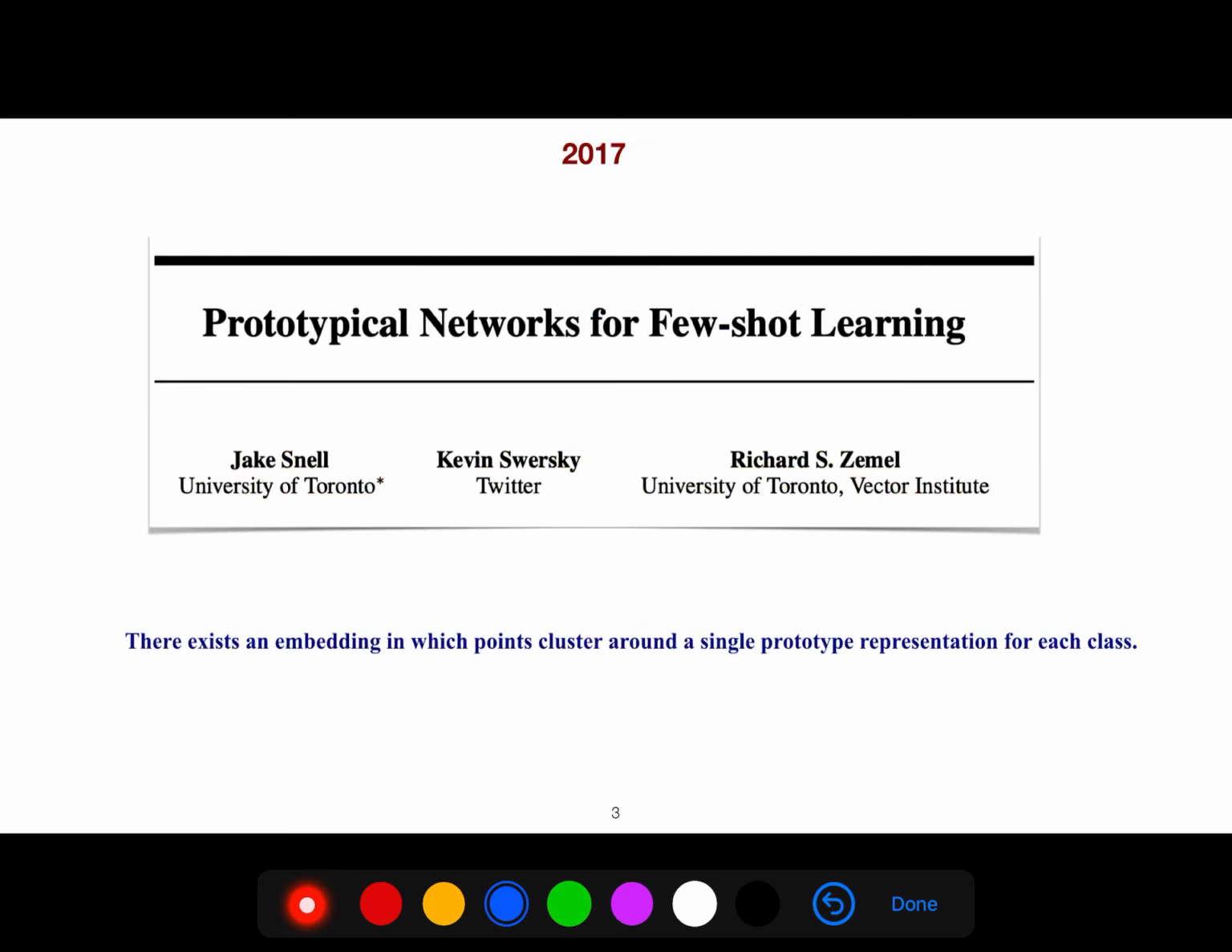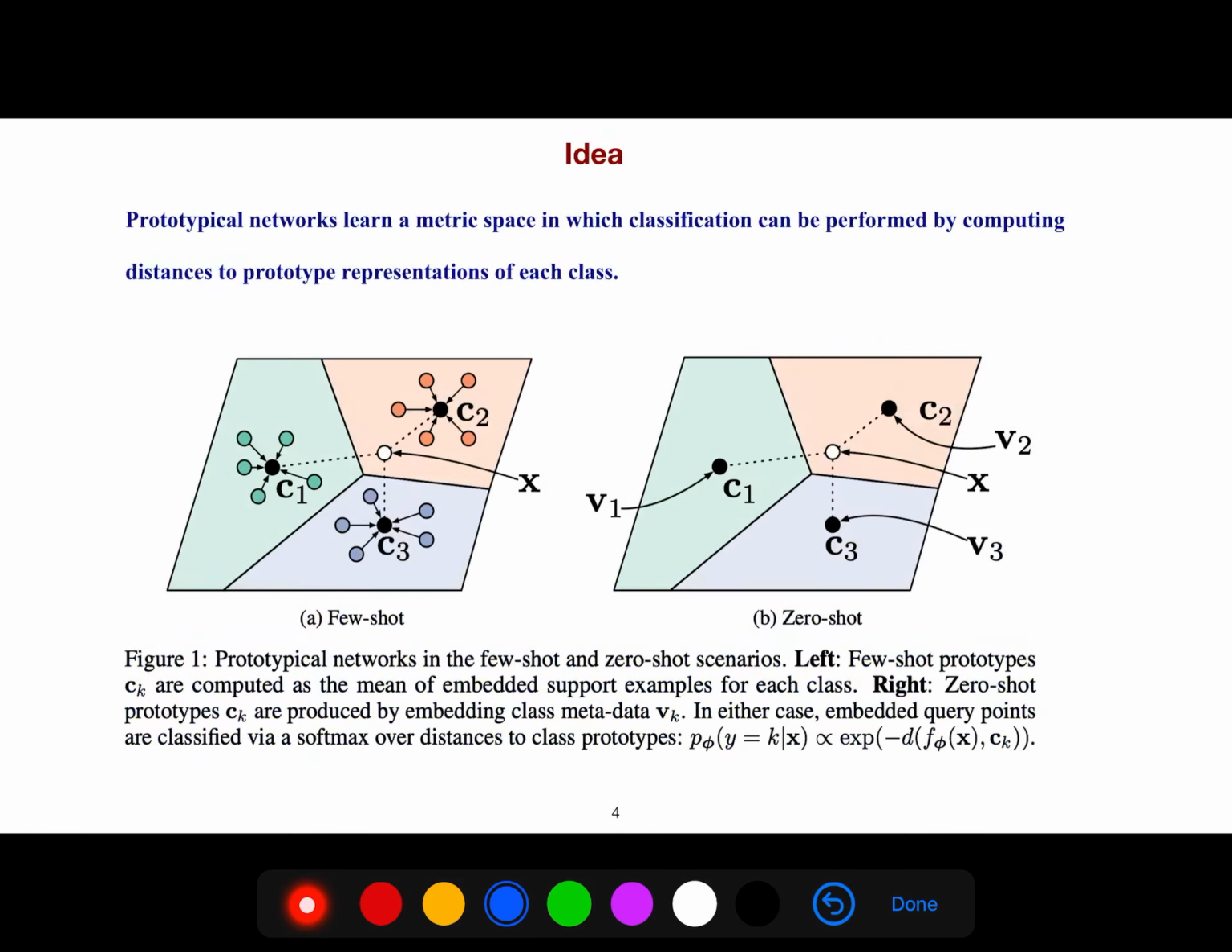In 2017, we have this article: there exists an embedding in which points cluster around a single prototype representation for each class. For example, in zero-shot learning, we just have one for each class. But for few-shot learning, we have lots of examples, and the average of them is, for example, here C3, the average is C2, and the average is C1.